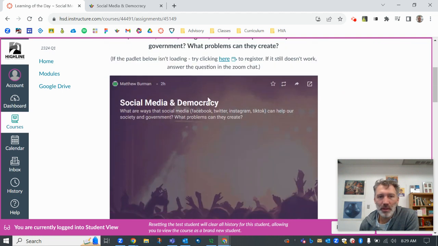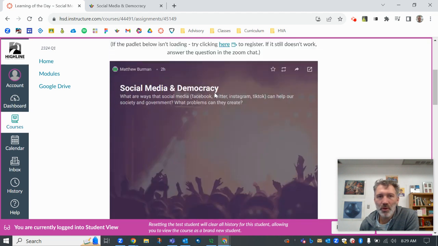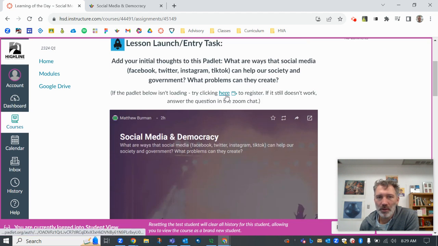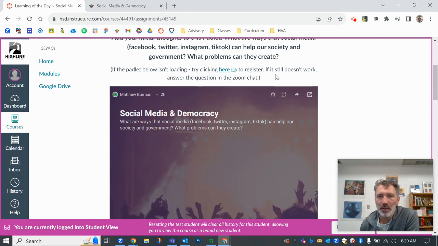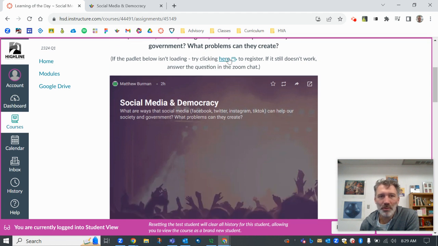There should be this Padlet showing up. If it's not showing up, you can click right here. If it's still not working, just answer this big question right here, or this entry task question in the Zoom chat. So that's all right there.